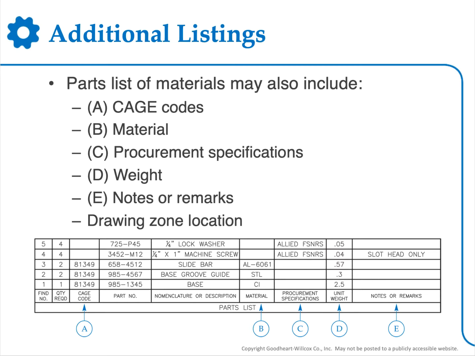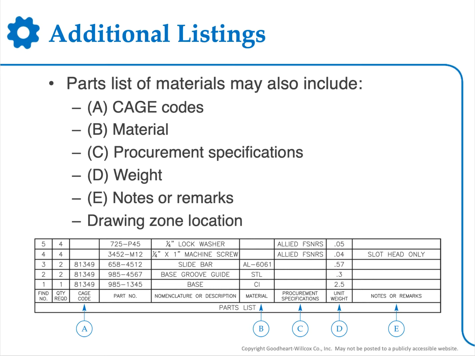Be aware that there are lots of times in a parts list where you will have a specific procurement specification or a vendor who you have to use in order to get that part. And again, if you're working in something that has very specific rules, structure, and procedures, be aware of that in the parts list. Also, additional things may be material, weight, notes or remarks, and then obviously our drawing zone location.